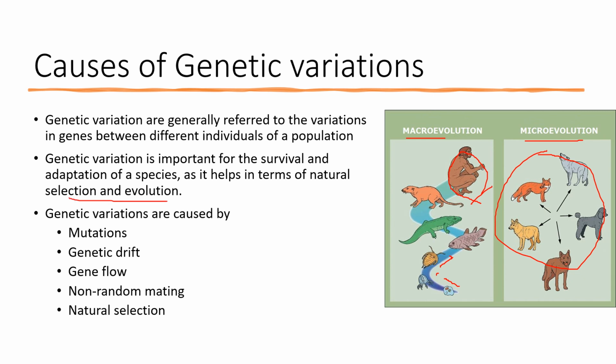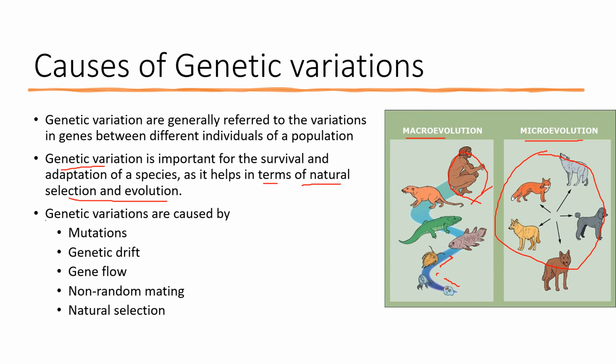and evolution. So we studied earlier that genetic variation is important according to the climatic changes, according to the environment. Genetic variation is important as it will increase the chances of survival and fitness, and these are caused by natural selection and evolution.